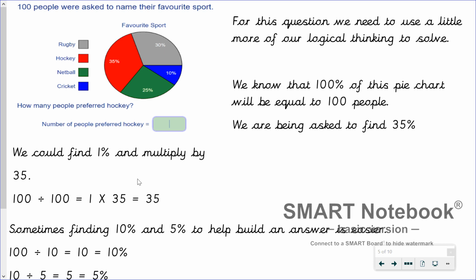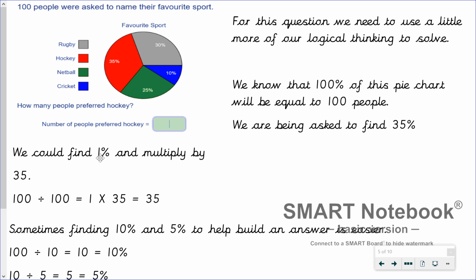And then we times that 1%, which in this case is 1, by whatever percentage we want to find. So we want to find 35%. So 1 times 35 equals 35. So 35 people preferred hockey. Now in this case, that's probably the easiest method to use. But if a number were 170 or 180, it might not be such a nice multiplication.